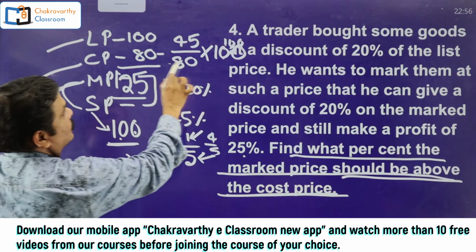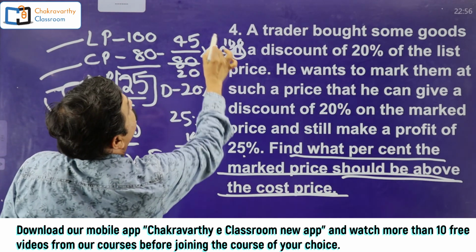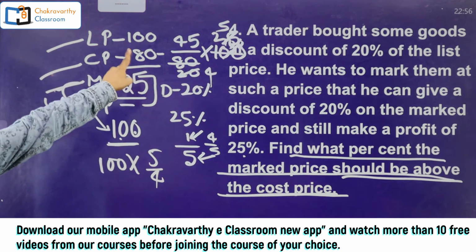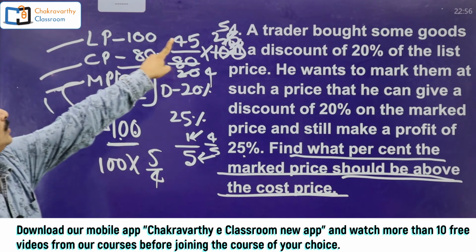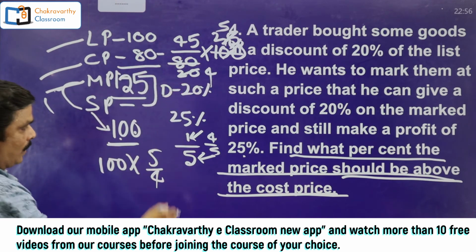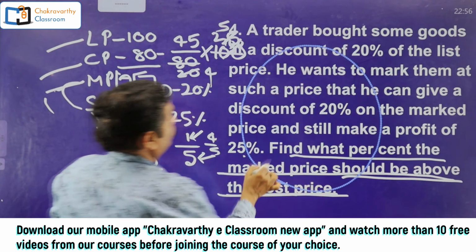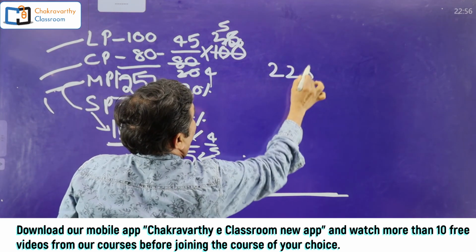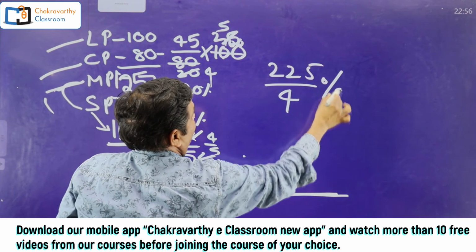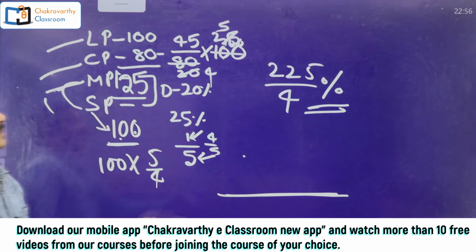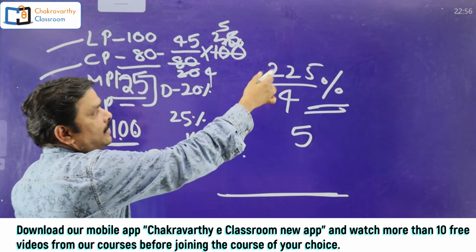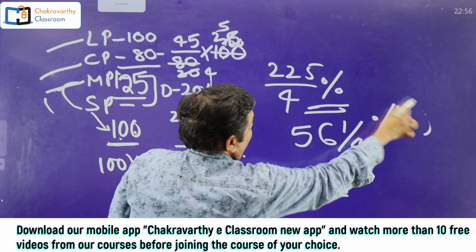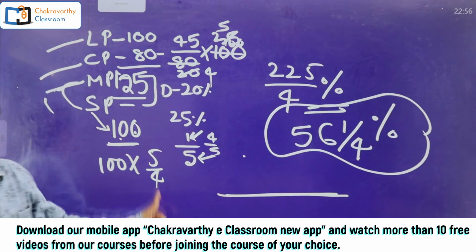Go for the simplification. This is 4 2s 8 0. Then this is 4 25s, 5 5s, 5 4s. So simply 45 into 5 by 4. So this is 225 by 4. So 225 by 4 percent is my answer. If you want to simplify this further, 4 5s are 20, this is 25, then 4 6s are 24, 56 1 by 4% is my final answer. Now we got the idea.